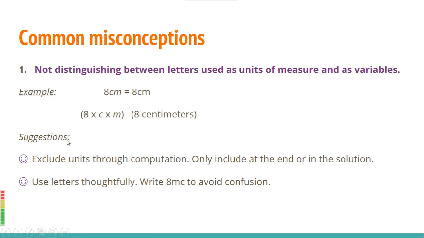The suggestion to avoid or address this is to exclude units throughout computation and only include them at the end or in the solution. And we should also use letters thoughtfully. In the case where C and M are variables, we can write 8MC to avoid confusion.